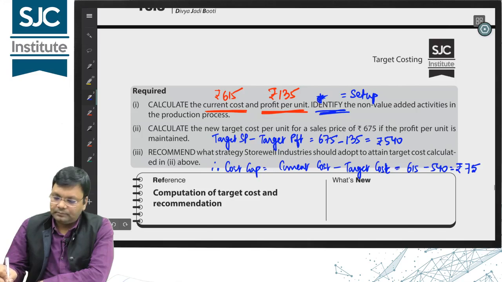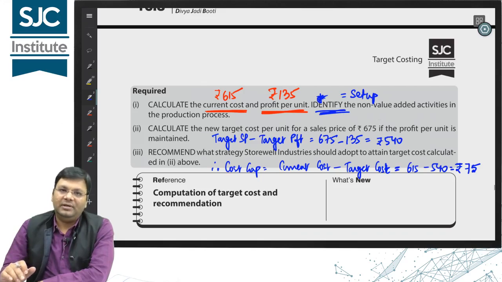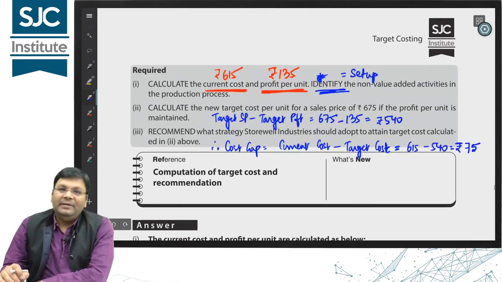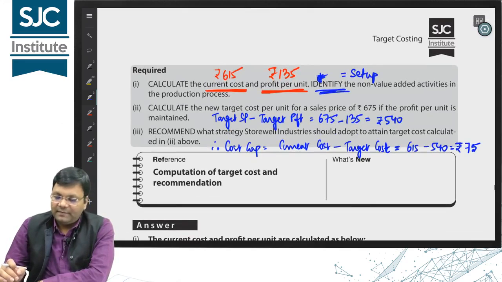Okay, so if this is 75, that means you need to reduce this gap now by applying certain value reduction, or sorry, not value reduction, cost reduction techniques. While doing that cost reduction, your value should never get affected, never get impacted. This you have to remember.